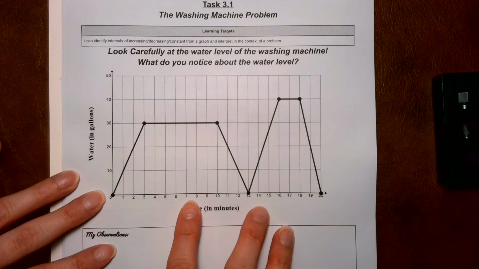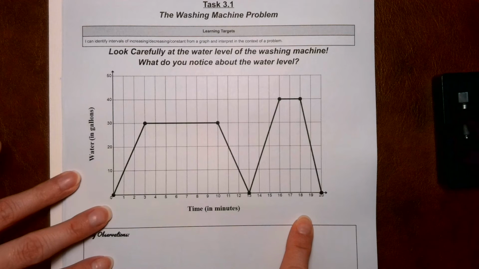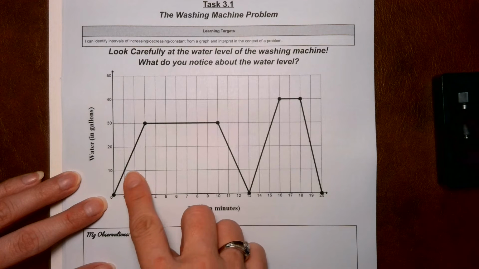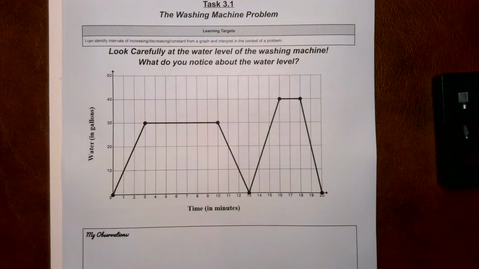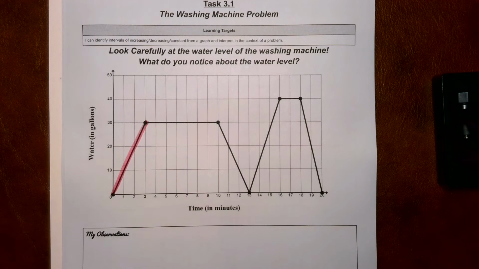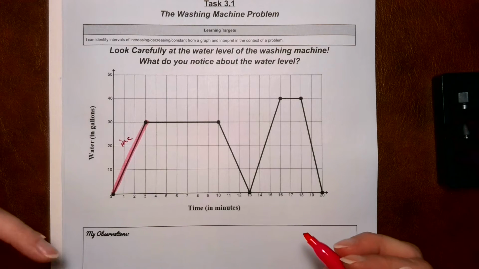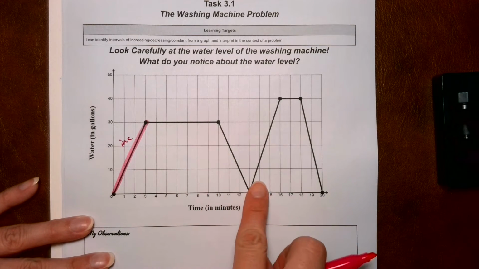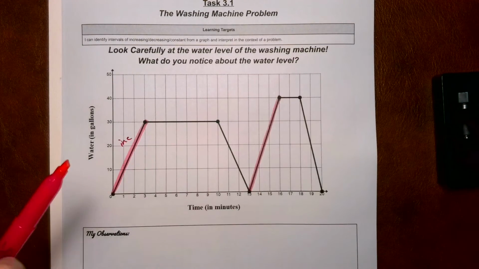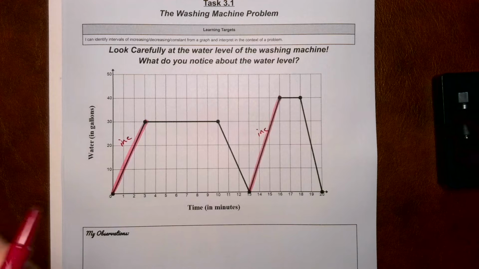So the first thing we're going to notice here is there's water in gallons in a washing machine, and over time something happens. I notice here that the water increases and goes from 0 all the way to 30. So let's highlight that first section right there. That is increasing. Is there any other increasing sections? Oh, right here. Right here, the water level is increasing, going up, up, up. So what they want us to do is to identify where the water is increasing.